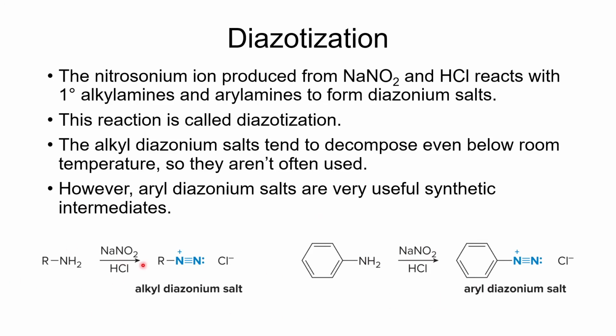All right. Now, one thing I want to note before I go to the next page is that both of these were primary amines. This was a primary alkyl amine, and this was a primary aniline. So there were no extra substituents on the nitrogen. When you have a primary amine, you're going to get the diazonium salt.